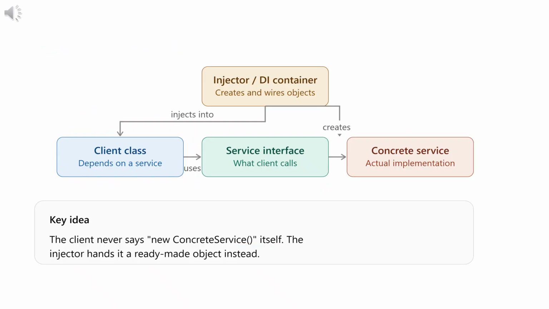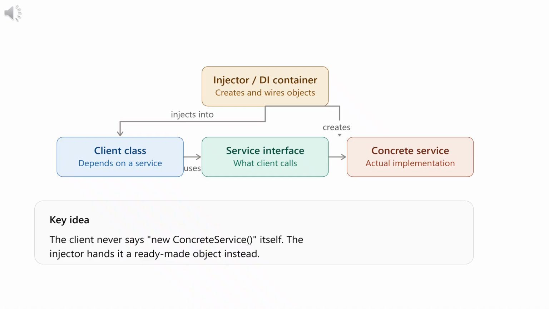This diagram illustrates how dependency injection works, showing four moving parts and how they interact. Injector, DI container, top, orange. This is the external component responsible for creating and wiring objects together. It's the brain of the whole pattern. Instead of classes creating their own dependencies, this container takes on that job.